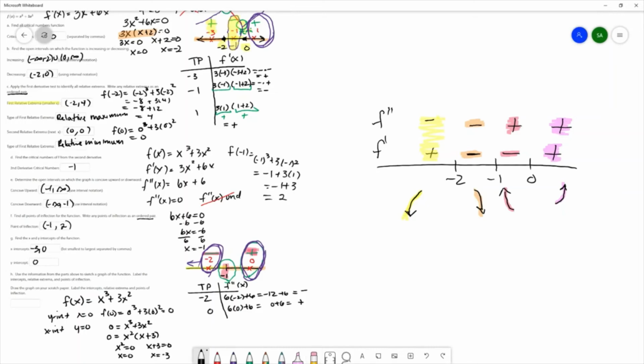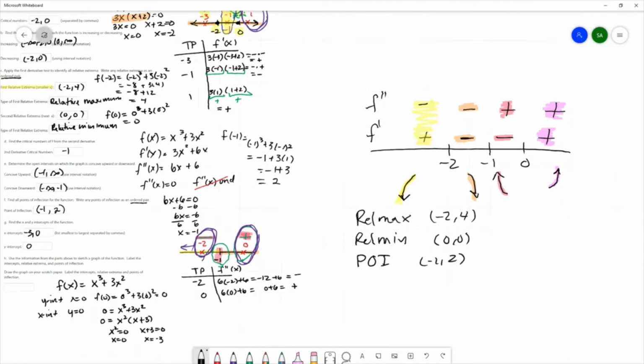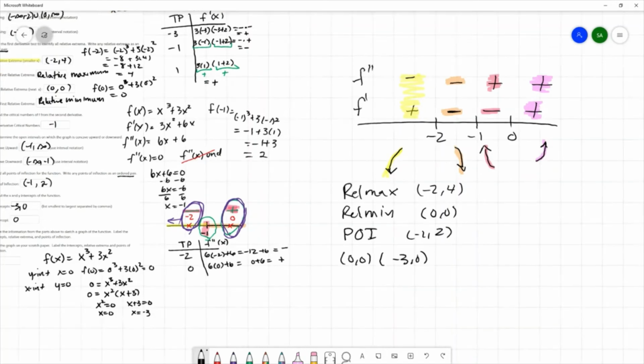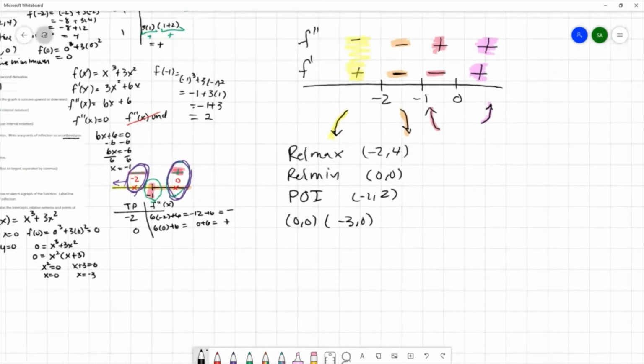So just as a reminder, we got two relative extrema for this function. We had a relative max at the point -2, 4. We had a relative min at the point 0, 0, and we had our point of inflection, which remember is a change in concavity, at the point -1, 2. We also had intercepts that we wanted to include of 0, 0, and -3, 0. We're going to combine all this information to draw the graph.